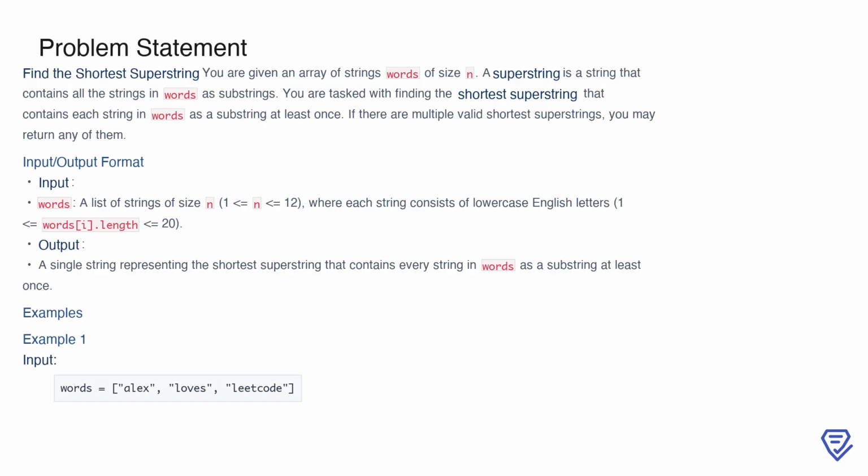For the input and output format, the input is a list of strings where the number of strings can range from 1 to 12, and each string consists of lowercase English letters. The length of each string can be up to 20 characters. The output is a single string which represents the shortest superstring that satisfies these conditions.